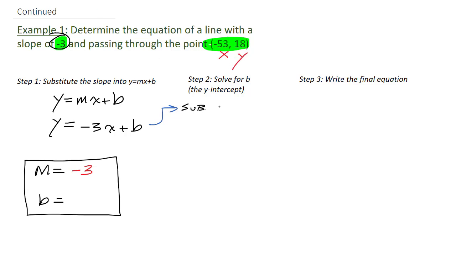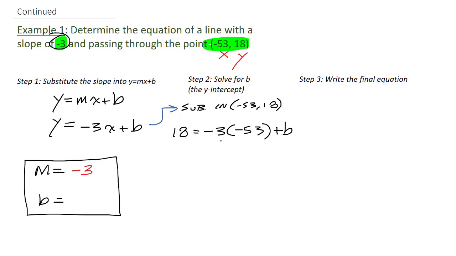Tell the teacher what you're doing. We're going to substitute in negative 53, 18. So let's make the y 18. We got m is negative 3. Let's make the x negative 53. There we go. Plus b. Okay, next step. Let's just solve for b.